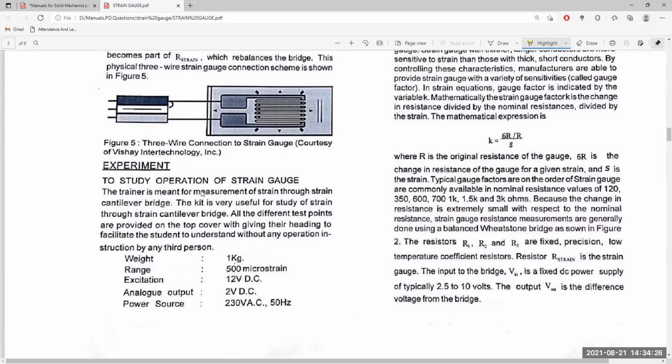The strain gauge trainer is meant for the study of strain measurement through a strain gauge cantilever bridge. The kit is very useful for the study of strain, and through the cantilever bridge, all the different test points are provided on the top cover, with giving their heading to facilitate the student to understand without any confusion.